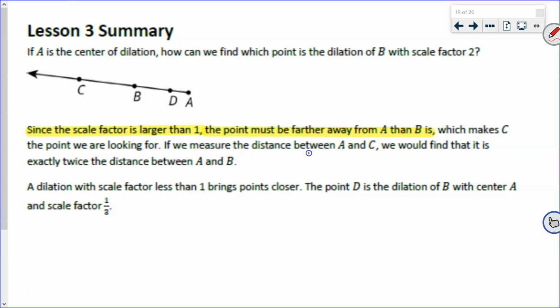If we measure the distance between A and C, we would find that it is exactly twice the distance between A and B. Again, that makes sense because it's a scale factor of 2. A dilation with scale factor less than 1 brings the point closer. This point D is the dilation of B with center A and scale factor 1/3 because it was closer. If we were to measure, this distance would be 1/3 of the distance between A and B.